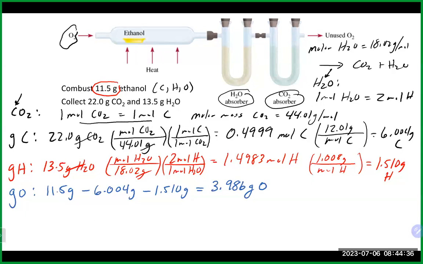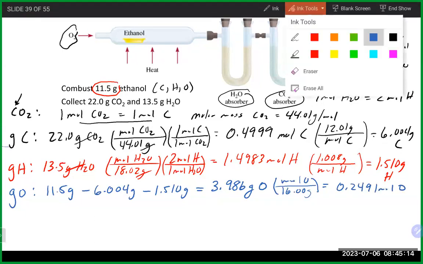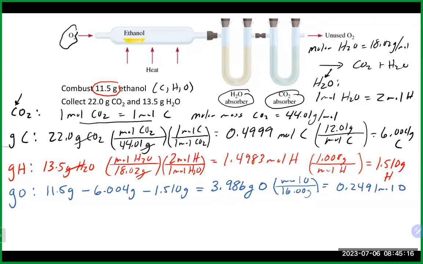So by doing this analysis, we now have the grams of carbon, the grams of hydrogen, and the grams of oxygen, which is all 3 of the elements that we need. We also need the moles of each of these, right? So I'm going to convert my oxygen into moles, because now that we have them all in grams, we want the moles. So that's going to be 16 grams per mole of oxygen. And that means that I would have 0.2491 moles of oxygen.